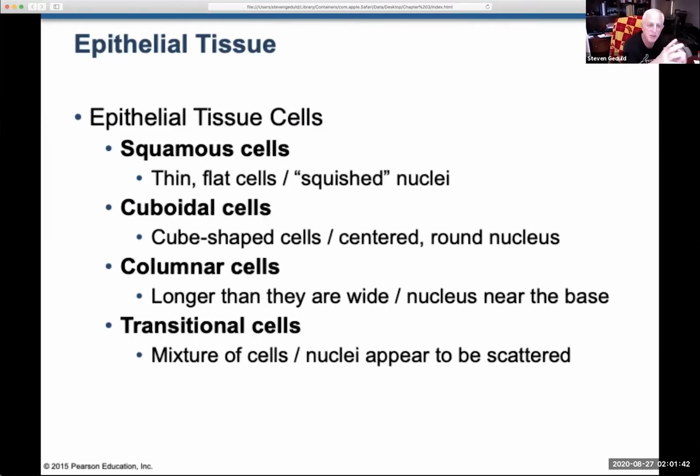Okay. Epithelial tissues have different types of cells. You'll have to identify these histologically, which we'll do in the lab. We'll show you different histological slides.